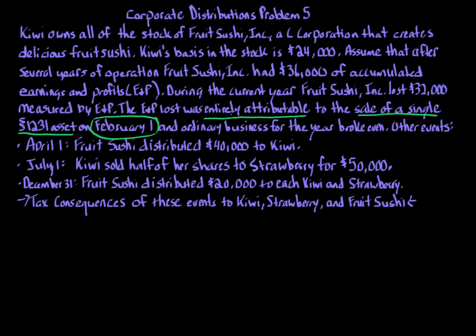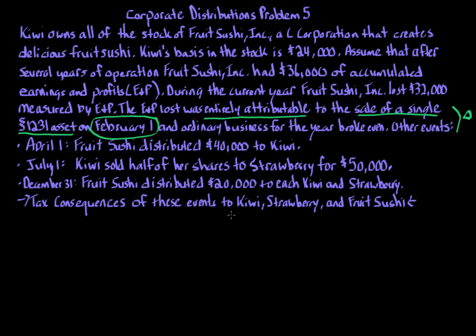The EMP loss was entirely attributable to the sale of a single 1231 asset on February 1st, and ordinary business for the year broke even. That's the only thing that changed. Just that sentence. That's the only thing that changed.